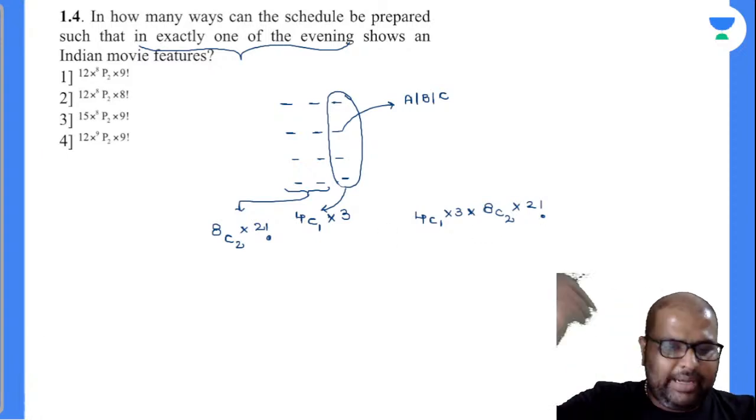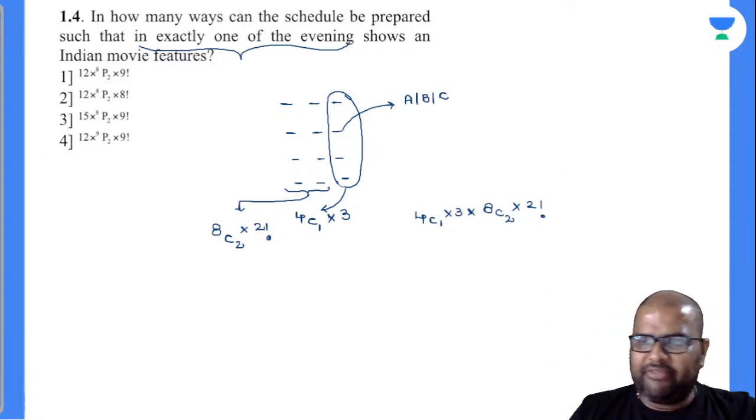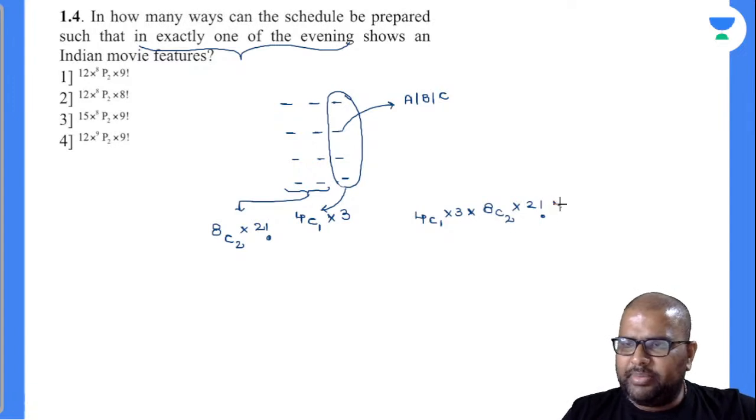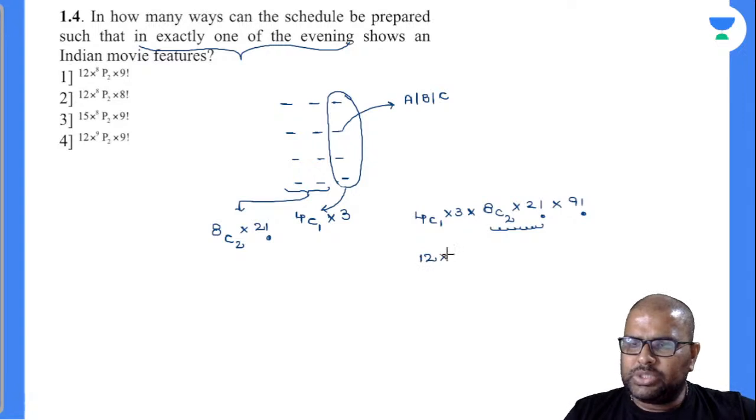Now, what about the remaining movies there? Remaining, how many movies are left over? 9 movies are left over, beta, apart from Indian movies. Those 9 movies will be in 9 factorial ways. That's the answer there. Now, see here, 8C2 into 2 will be how much, beta? 8P2. 4C1 into 3 will be how much? 12. So, my answer is 12 into 8P2 into 9 factorial.